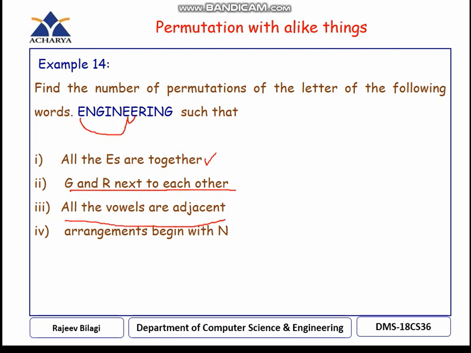In this the vowels are E, I, E, E, I, that is, 3 E's and 2 I's are adjacent. And all the arrangements begin with N. There are 2 letters N and N, and all these arrangements should begin with N. This is the particular problem in which we need to find the number of permutations in these different cases. We'll solve them one by one.